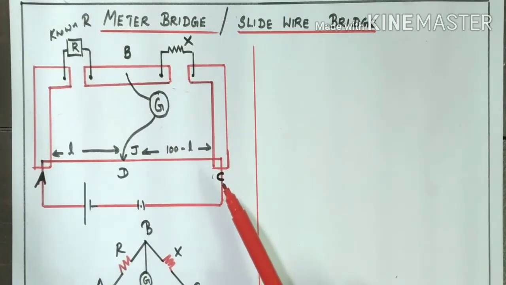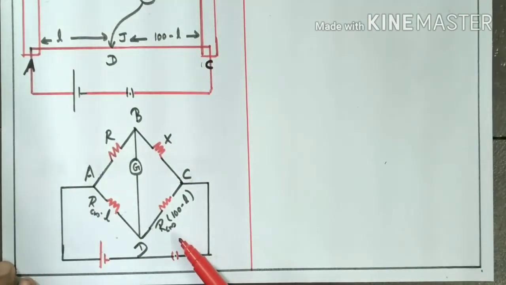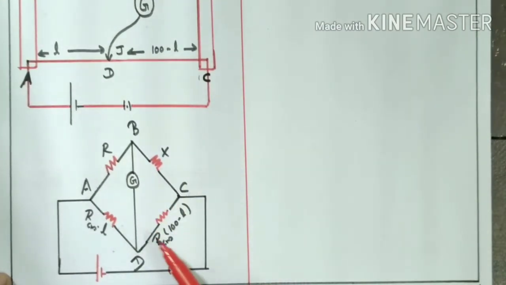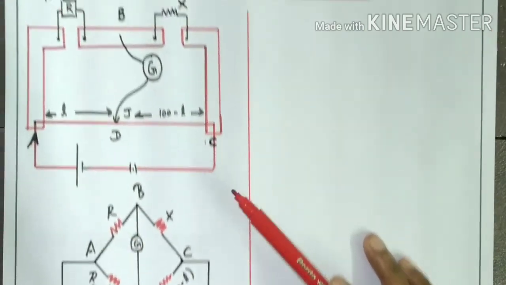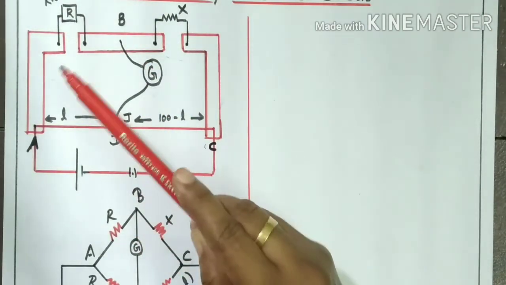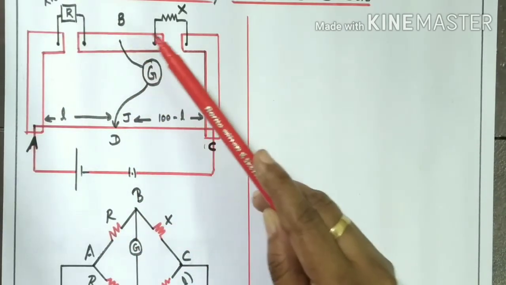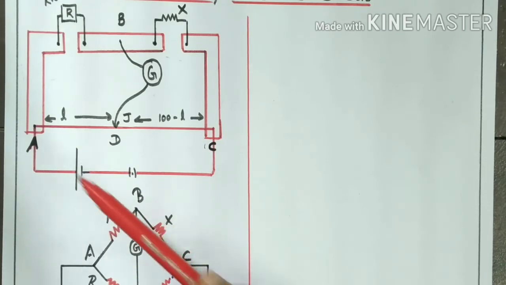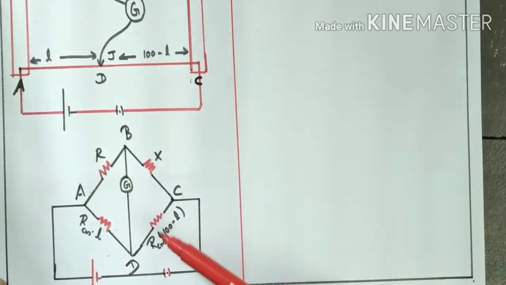Now, this meter bridge arrangement is similar to a Wheatstone bridge. We can draw the Wheatstone bridge arrangement. This is the Wheatstone's bridge arrangement that you know. Here, four resistors are connected, and across A and C, a battery and a key are connected. Across B and D, a galvanometer is connected. Across A and B, a resistance R is connected. Across B and C, unknown resistance X is connected. And across A and D, length L. Then across C and D, 100 minus L.